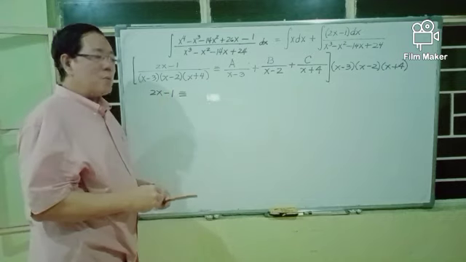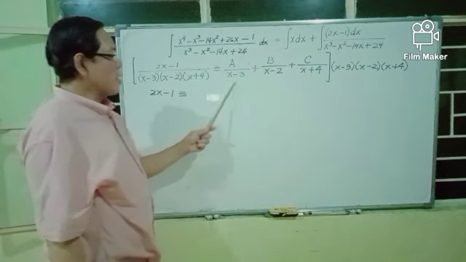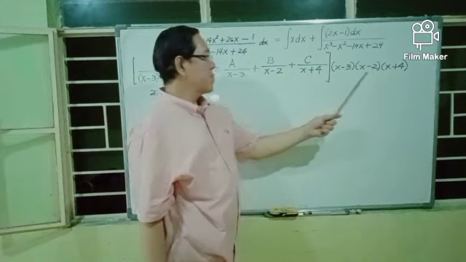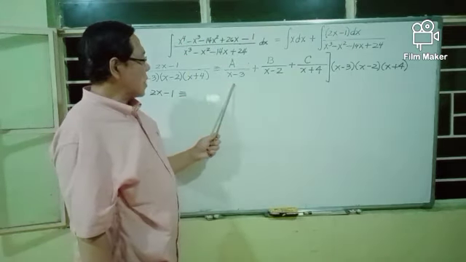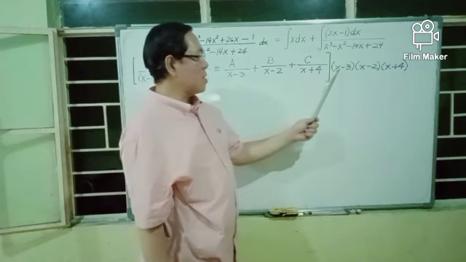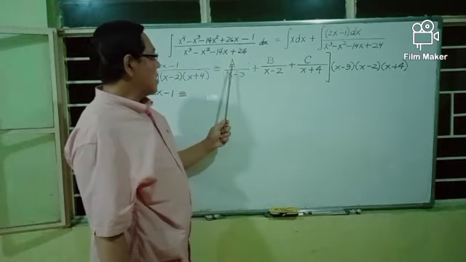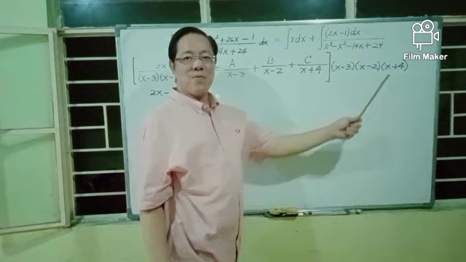Identically equal to, we multiply this first term a over x minus 3 by x minus 3, x minus 2, x plus 4. If you multiply this by a over x minus 3, the x minus 3 in the denominator will cancel out with x minus 3 in the numerator. And we are left with a multiplied by x minus 2 multiplied by x plus 4.